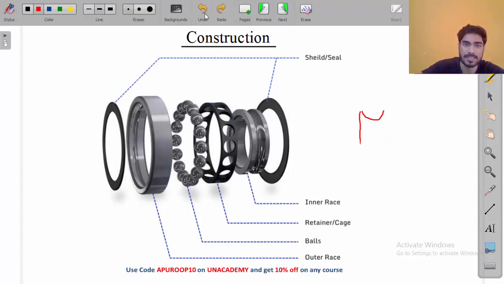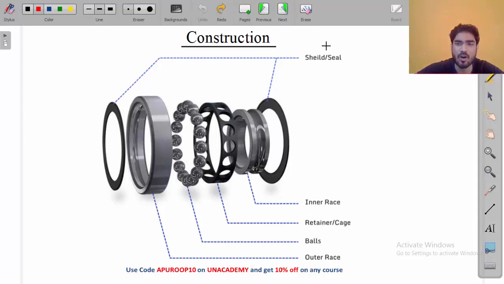So inner race, outer race. Then this is the cage. This is the retainer or cage or separator. Sometimes it is also known as crown. All these are known as cage. Why is this used? So that the distance between the balls will be maintained. And these are the balls which are placed in this.